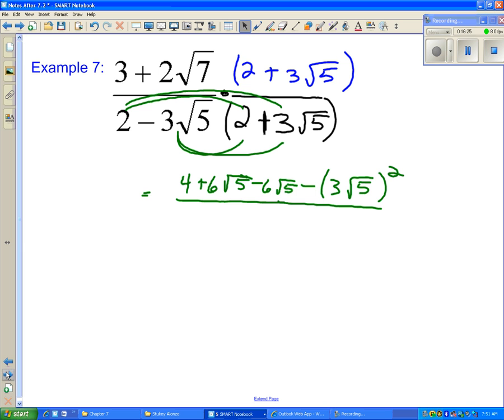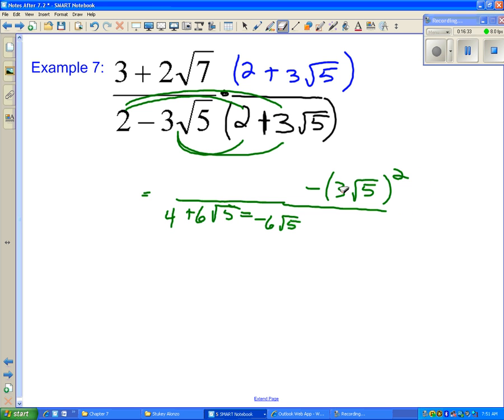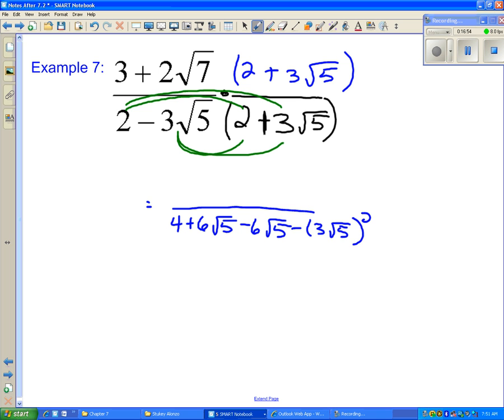Of course, I put that underneath my radical sign when it needed to be above it. I'm going to redo all of that. Forgive me. So one more time. The first was 4. The outer was 6 square root 5. The inner was negative 6 square root 5. The last was negative 3 square root 5, all of that squared.